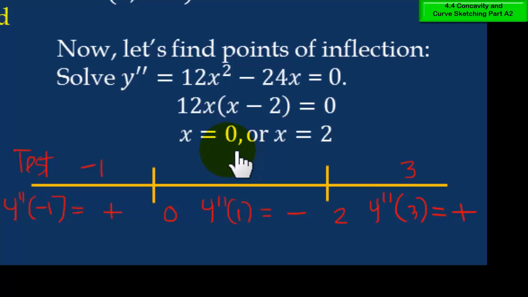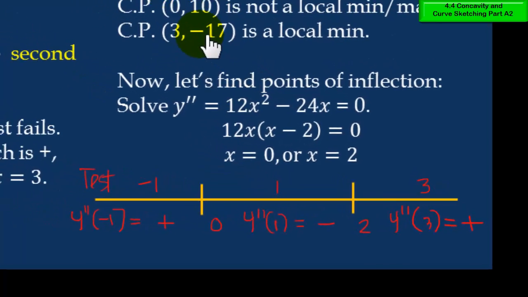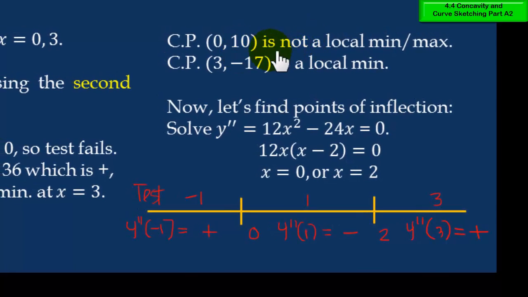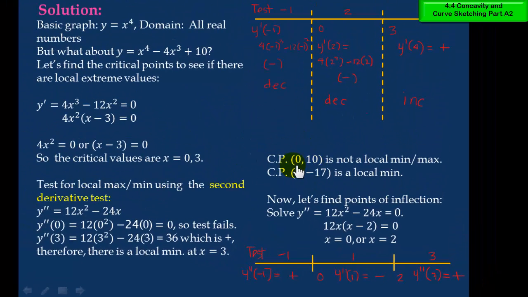Now to plot those points, we already know that 0 is not a critical point. It turns out it is not a local max or min, because it is a point of inflection. And then you plug in x equal to 2 into the original function to get the coordinates for another point of inflection.